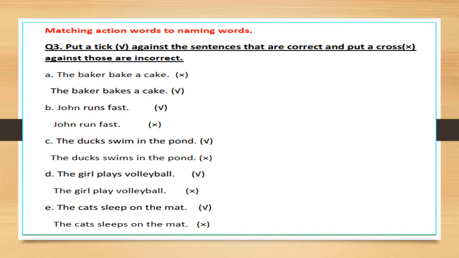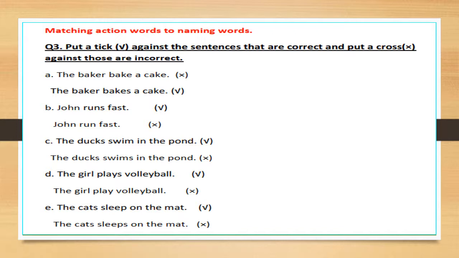So with the baker, in the first sentence, verb is given bake, and in the second sentence bakes is given. So baker is singular, so we will write first form of the verb and s. So the sentence the baker bakes a cake is correct one. And the baker bake a cake, it's a wrong sentence. So the baker bake a cake, put cross. The baker bakes a cake, tick right.